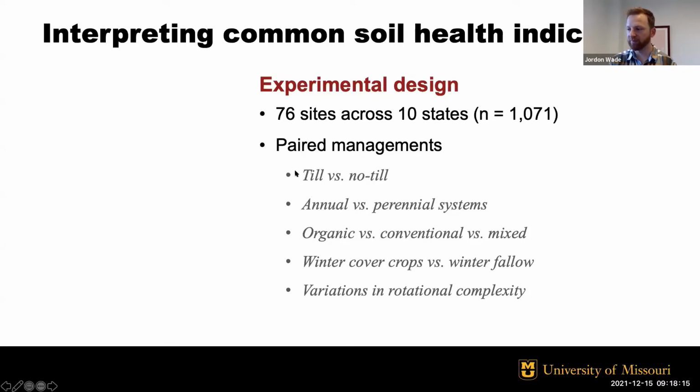For example, we did till versus no-till. We looked at annual versus perennial systems, and organically managed versus conventional versus transitional systems. And then of course, winter cover crops versus winter fallow, and variations in rotation, things like continuous corn versus corn soy versus corn soy wheat. When we measured permanganate oxidizable carbon and mineralizable carbon, we found a consistent relationship. It happened in 100% of our sites.